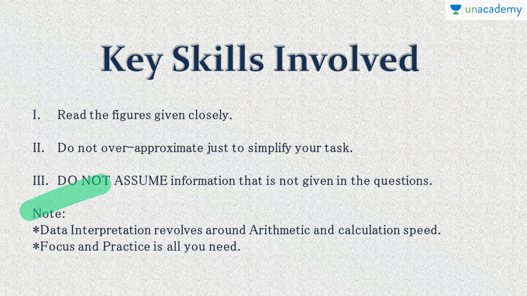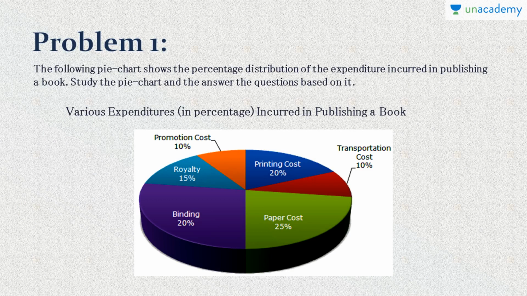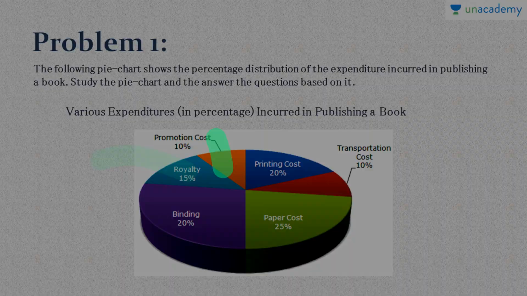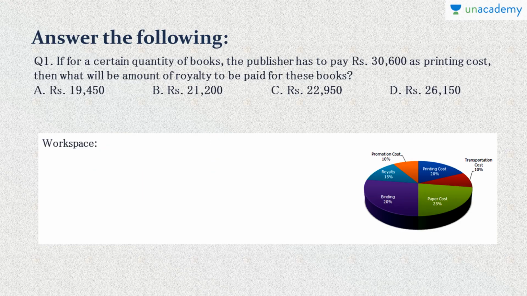and practice. Problem 1. The following pie chart shows the percentage distribution of the expenditure incurred in publishing a book. Okay, so let me check. Printing cost was 20%, transportation cost 10%, paper cost 25%, binding cost 20%, royalty 15% and promotion cost 10%. Okay, so now we'll move on to the questions.